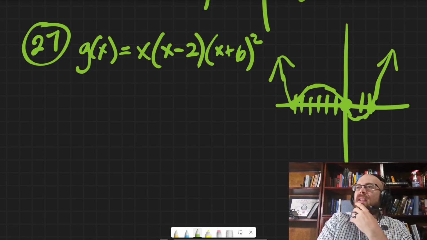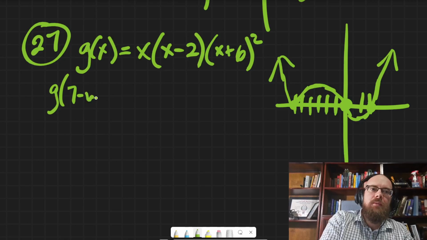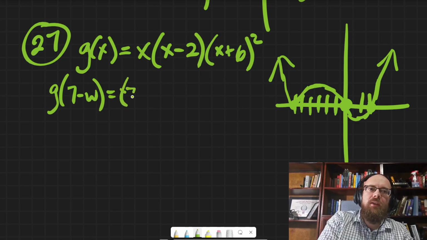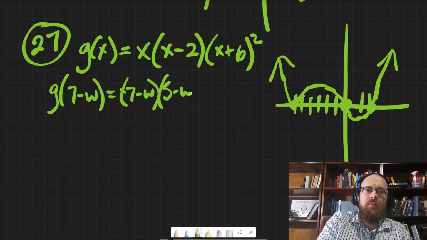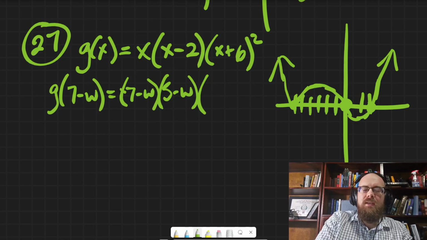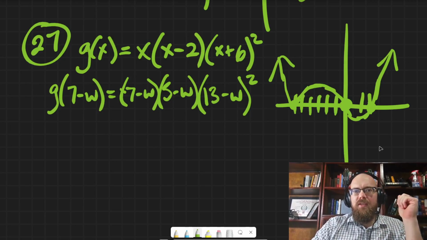g of 7 minus w. So if I plug in 7 minus w, literally everywhere you see an x, you put a 7 minus w instead. So 7 minus w minus 2 would be 5 minus w. 7 minus w plus 6 is going to be 13 minus w, and then that's squared. So this new graph has different intercepts, basically.